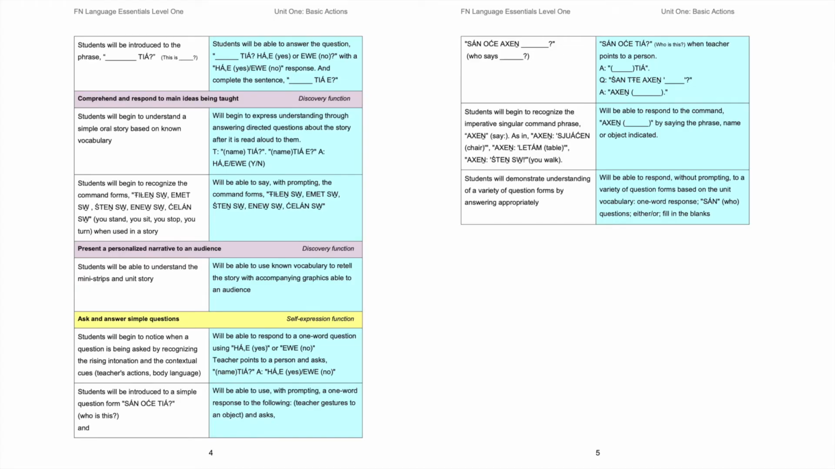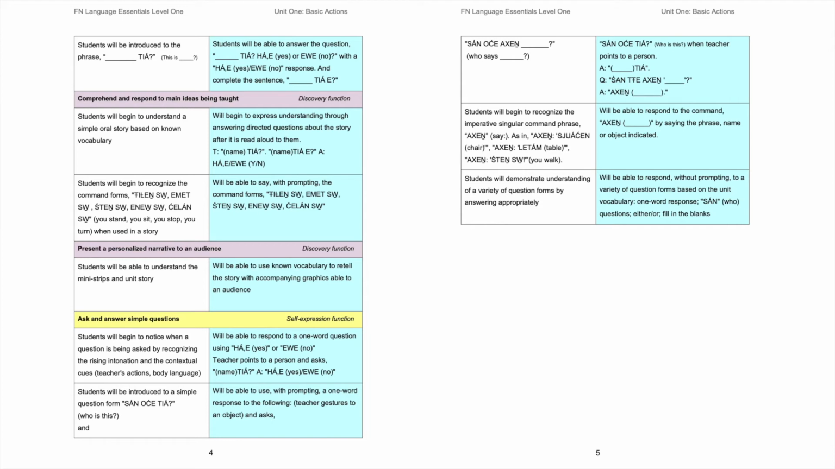Okay, so on pages 4 and 5 of your Unit 1 booklet, you'll see your learning outcomes continued, and here we're talking as we're progressing throughout the unit. So you're going to introduce the tia phrase, so senacha tia or latame tia. You're going to be introducing that, and then they're going to be answering you with a ha or a awa. In the beginning, you're going to have the silent period, and you'll be able to tell if they're comprehending based on their actions.